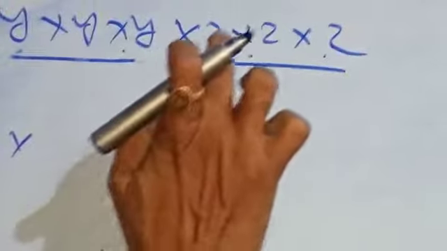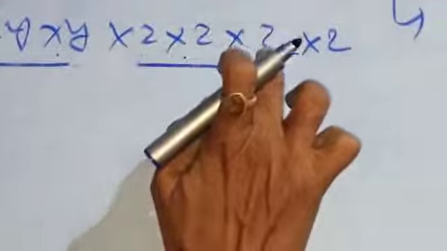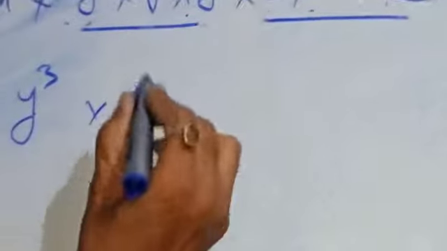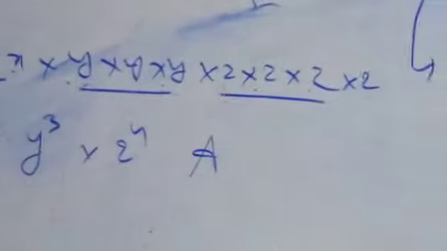2 is here 1, 2, and suppose one more time I am writing it here, so 1, 2, 3, 4. So 2 to the power 4. This is the exponential form.